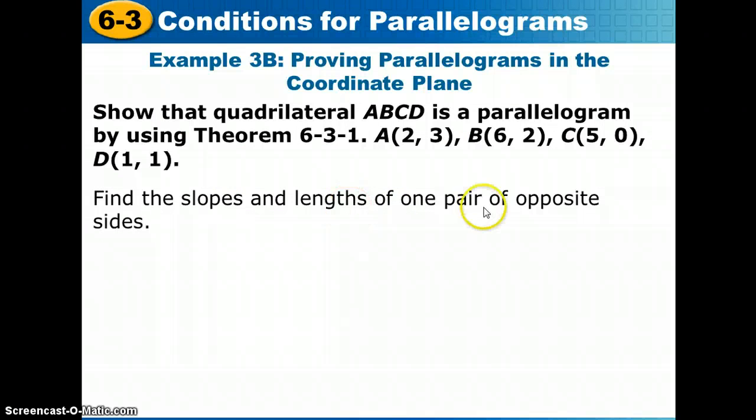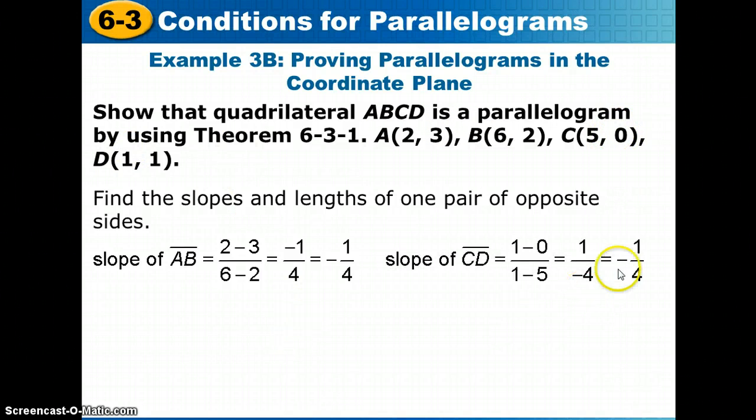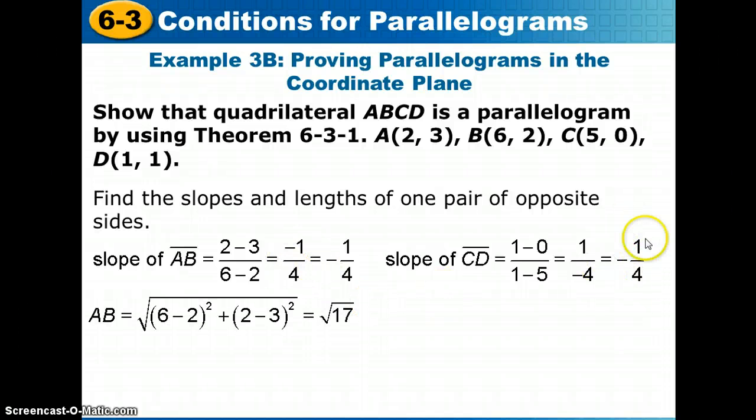Finding the slope and lengths of one pair of opposite sides is what we're going to do first. So let's just pick a side. AB has a slope of negative 1/4. The side opposite AB would not have A or B as an endpoint, so I use the other two endpoints, C and D. So I'm looking for the slope of CD. It is also negative 1/4. Since these have the same slopes, they are parallel segments.